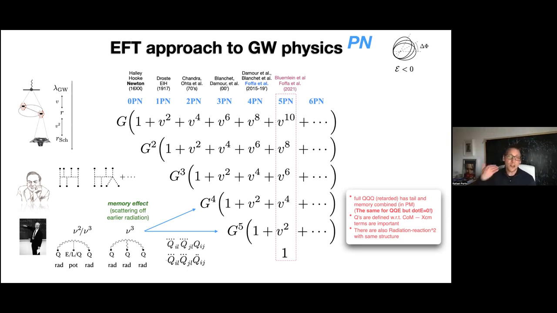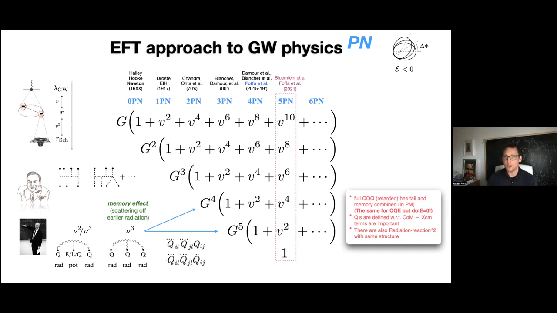But we may also have nonlinear memory effects. What are those? Well, you could scatter off the background, but you could also scatter off the radiation. This system is emitting radiation. The radiation was emitted earlier. The waves go off and they find this radiation that was emitted early, trapped in the geometry, and they scatter and then go off. And this effect could also, in principle, produce a change in the binding energy.